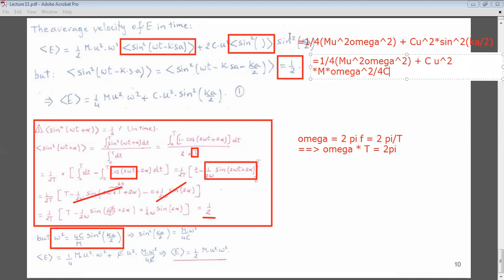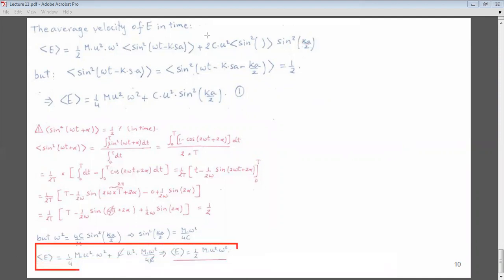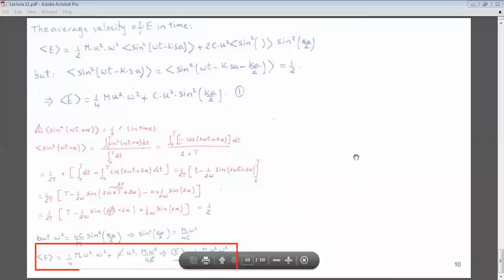Okay, let me erase this. So now if you see this here, there is c u squared times m omega squared over 4c. The c and the c will cancel, and I will have 1 over 4 m u squared times omega squared, and here I have 1 over 4 m u squared times omega squared. So I will get this answer exactly. I will get that this average is this. So this is the solution.